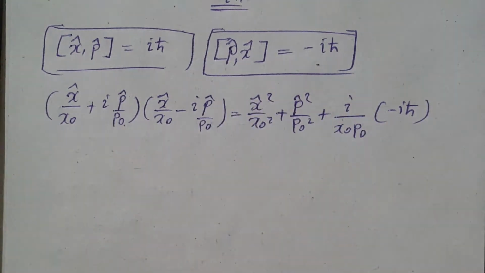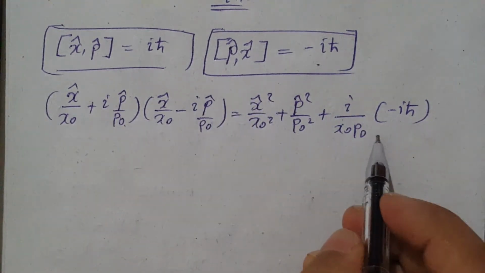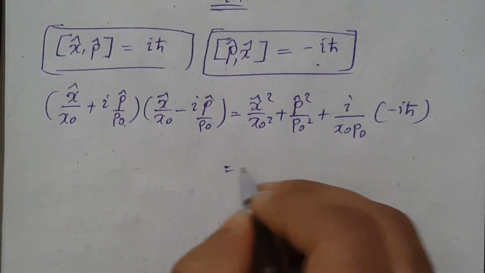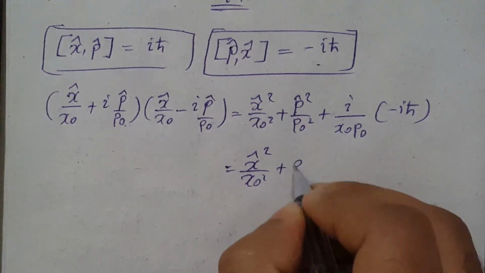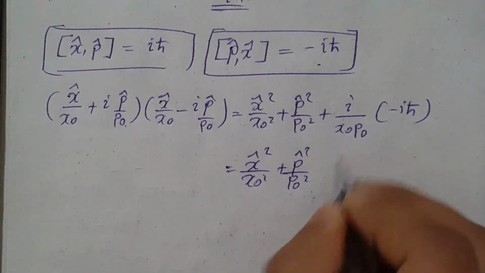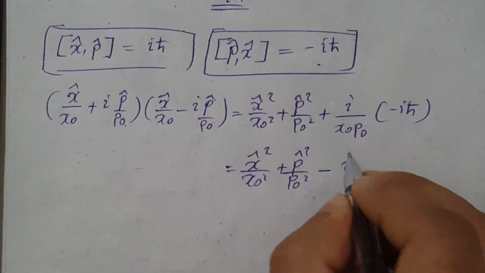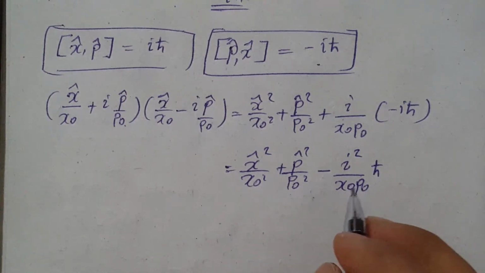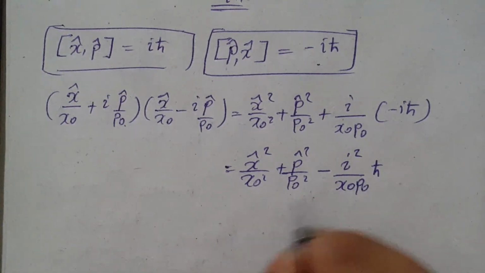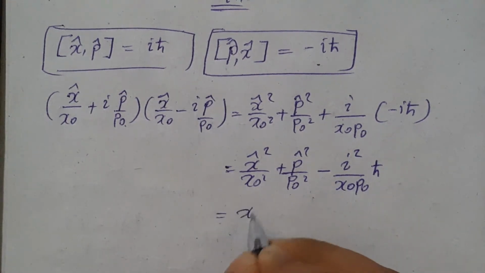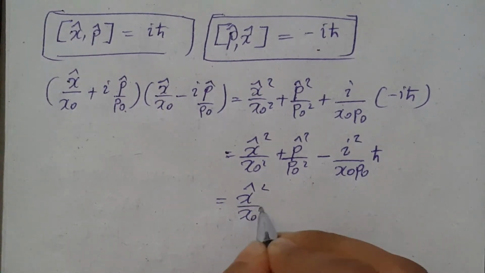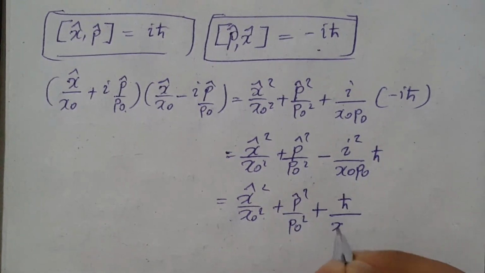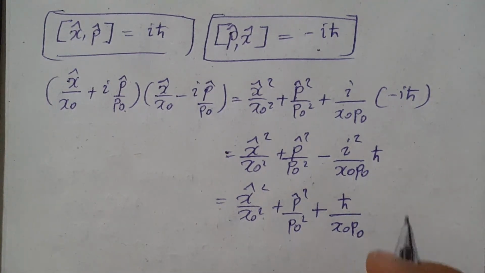Okay, so now just take this minus term, it will come here, so it will become minus. Now there are two i's, so i squared divided by x naught p naught h cut. Or what is i squared? i squared is minus 1, so this will become plus. So x cap squared by x naught squared plus p cap squared by p naught squared plus h cut by x naught p naught.